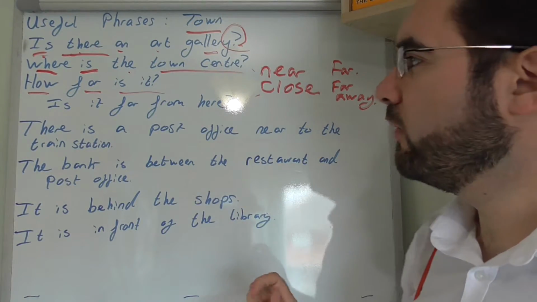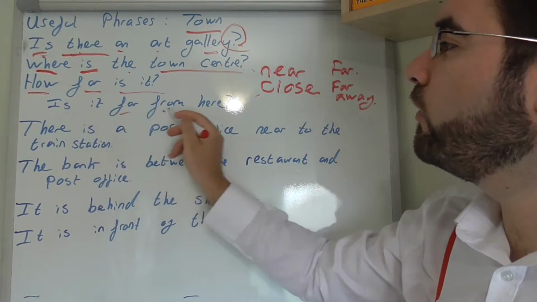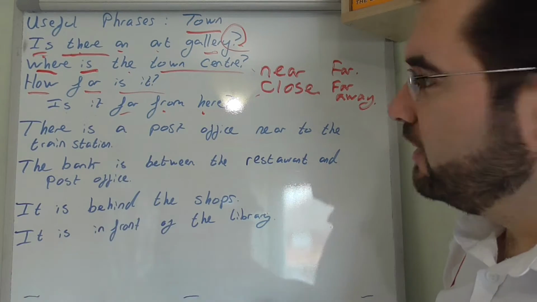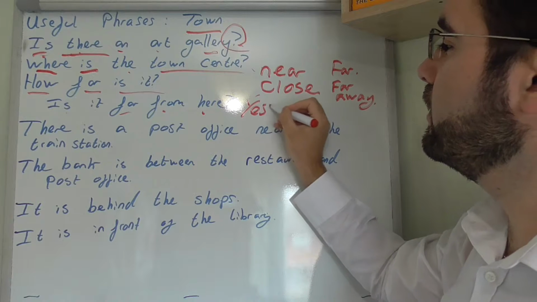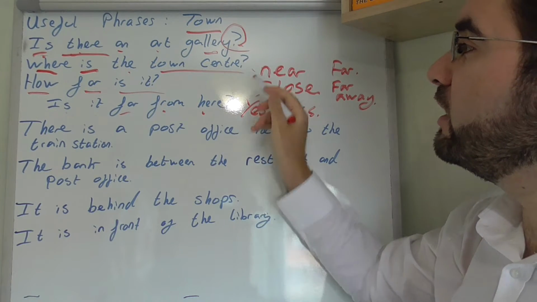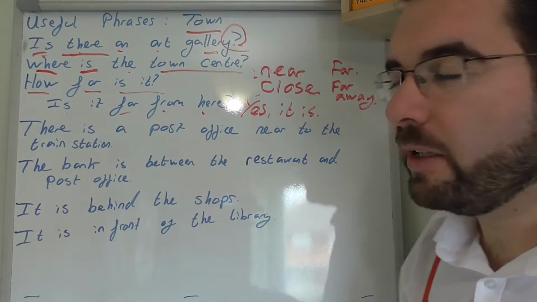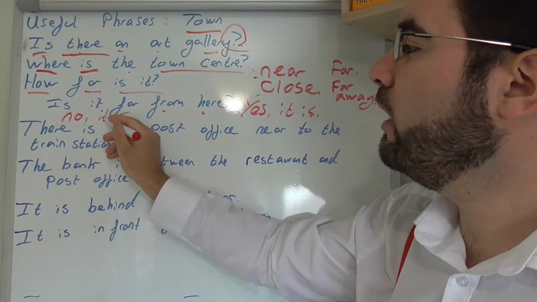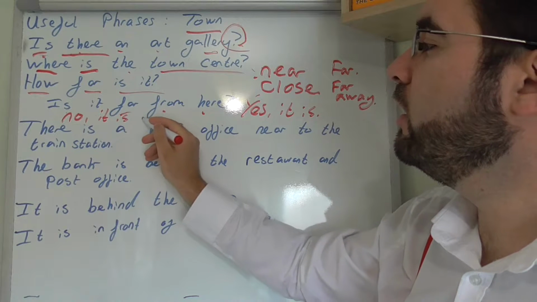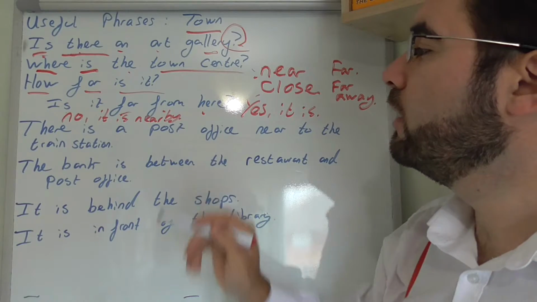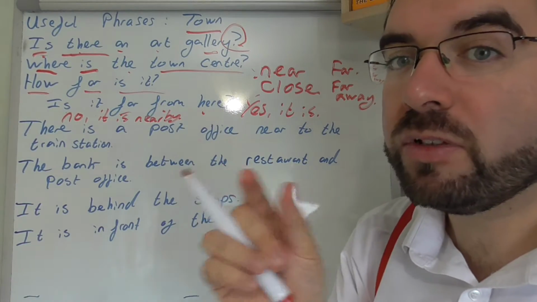Is it far from here? Yes, it is. Or no, it is close. No, it is nearby. It's nearby. Very close.